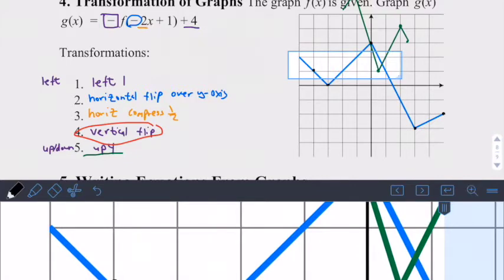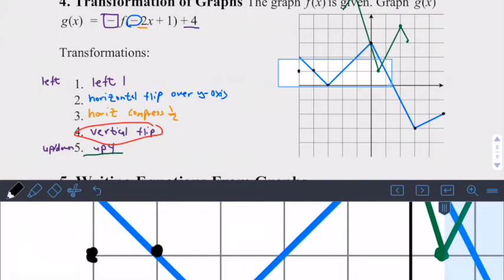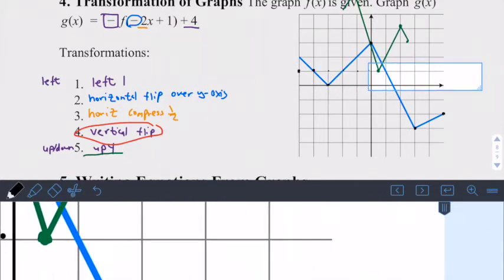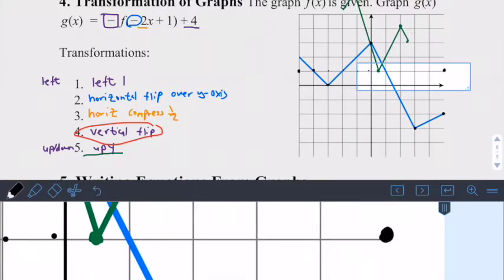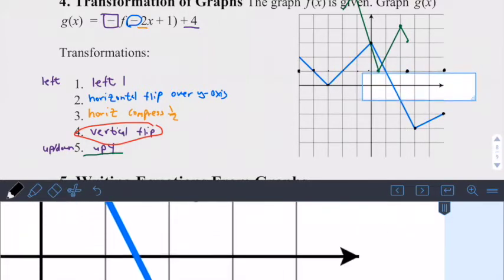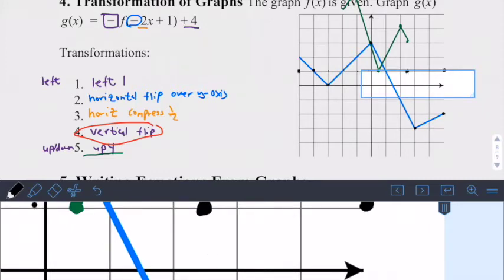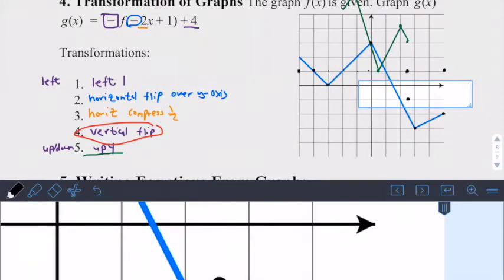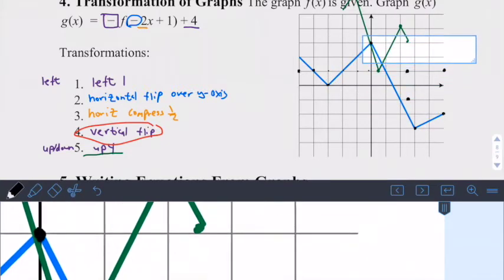I'm going to move it left 1. Then I'm going to horizontally flip it over the axis. 1, 2, 3, 4, 5 away. So we'll go 5 away this way. Then I'm going to horizontally compress it. Well, remember it's 5 away, so now I'm going to be only 2.5 away. Then I'm going to vertically flip it. So it's 1 away from my vertical axis. So I'm going to go 1 down. And then I'm going to move it up 4. 1, 2, 3, 4. Look, I hit my line.